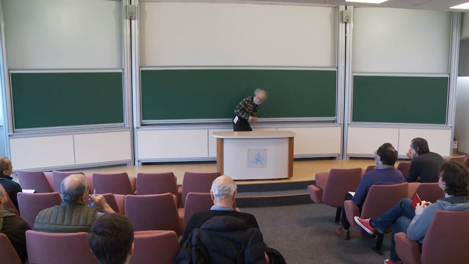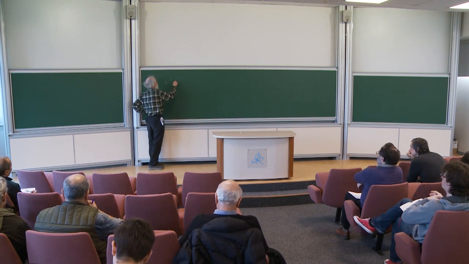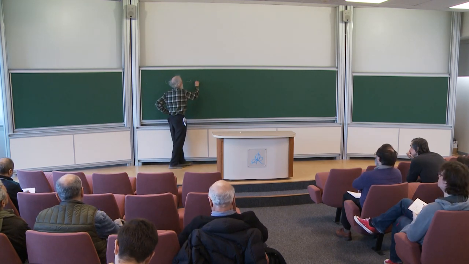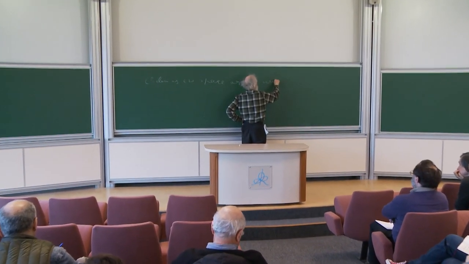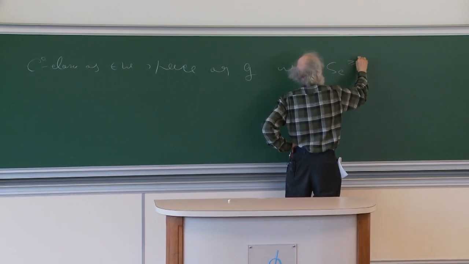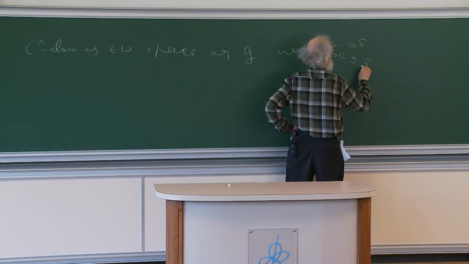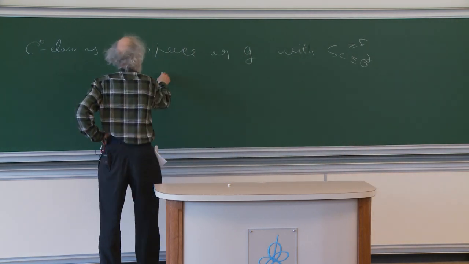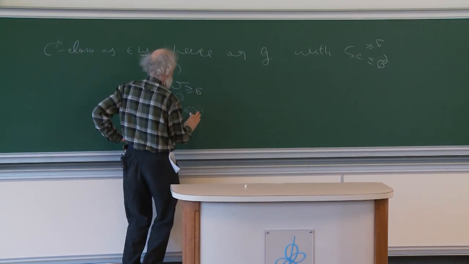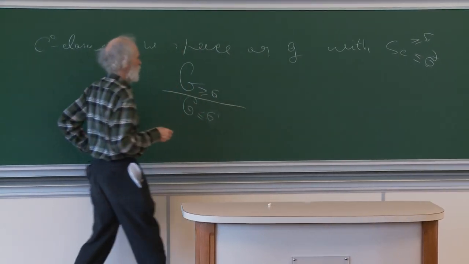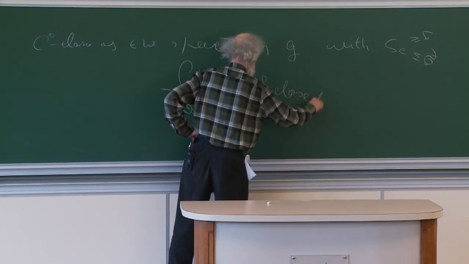I have to add a few comments on what I was saying last time concerning the issue of the C-naught closure of the space of metrics G with a given sign of the curvature. Right, so there are two spaces, when they were something greater than or less than. And the statement which I made is that this space is closed. And this is dense.